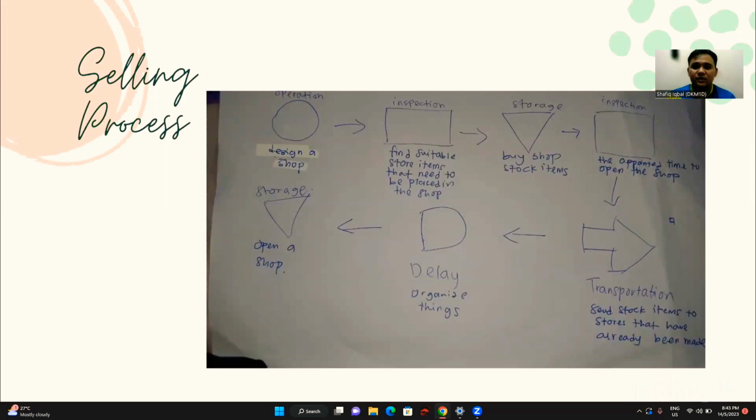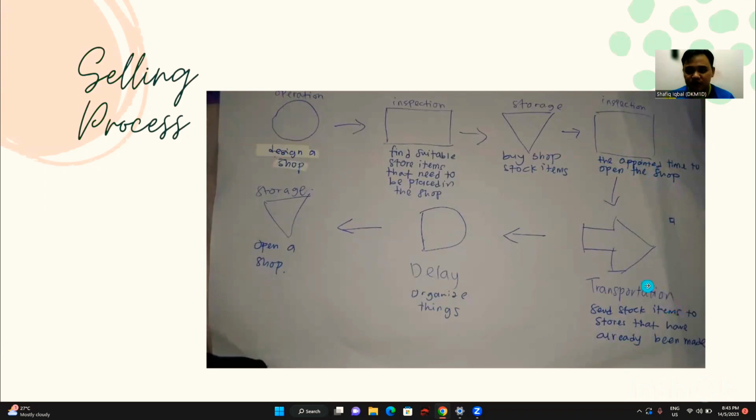For the selling process, first is operation, which is to design the shop. Next is inspection, which is to find the suitable store items that need to be placed in the shop. And then next is storage, which is the items that we bought. We store them in the store. So next is inspection, which is we wait for the appointment time to open the shop.